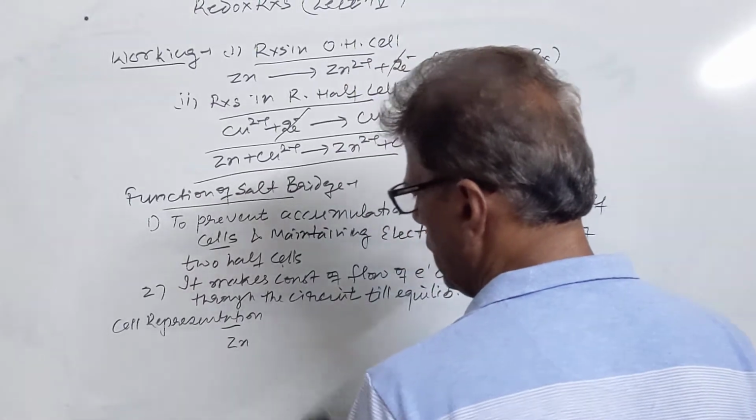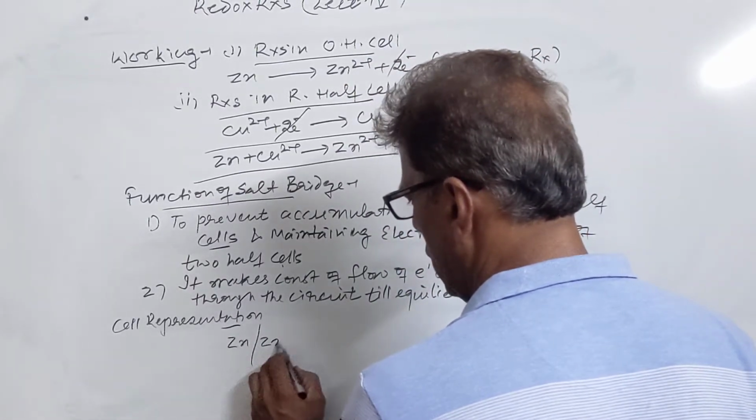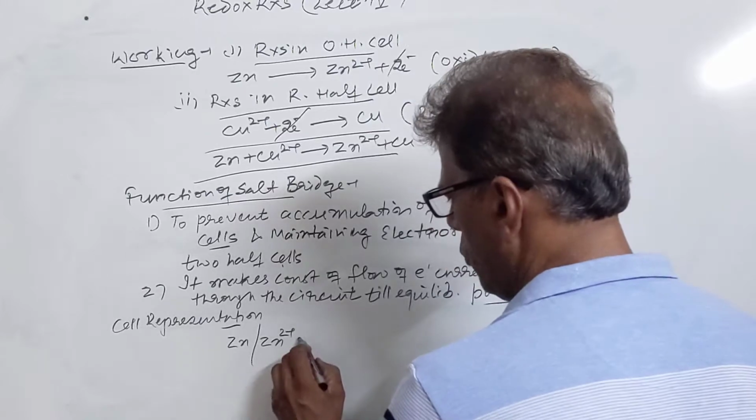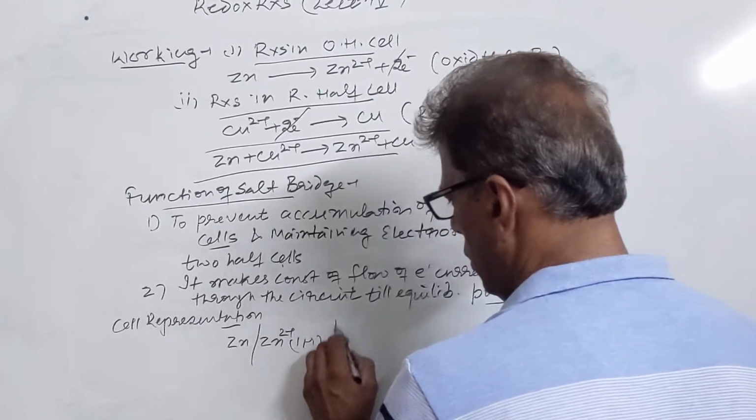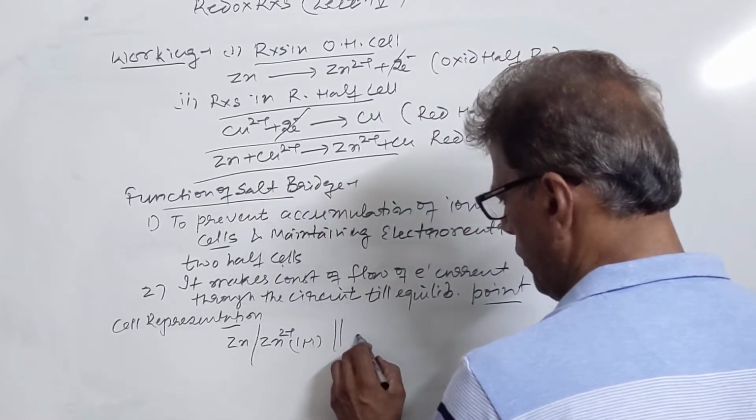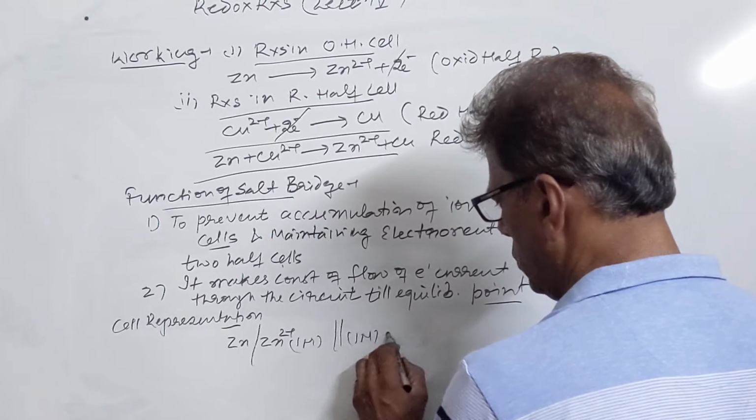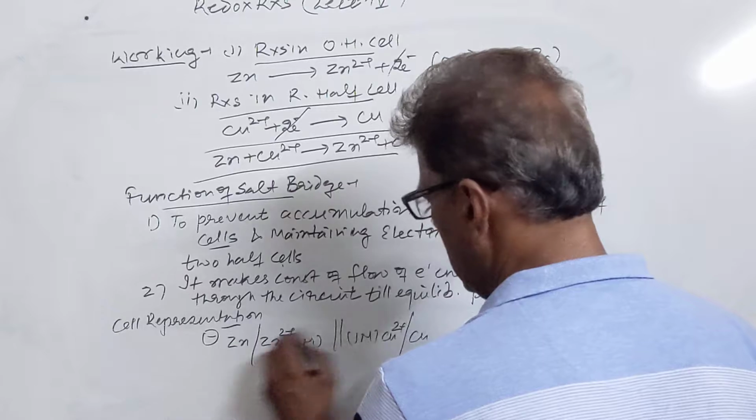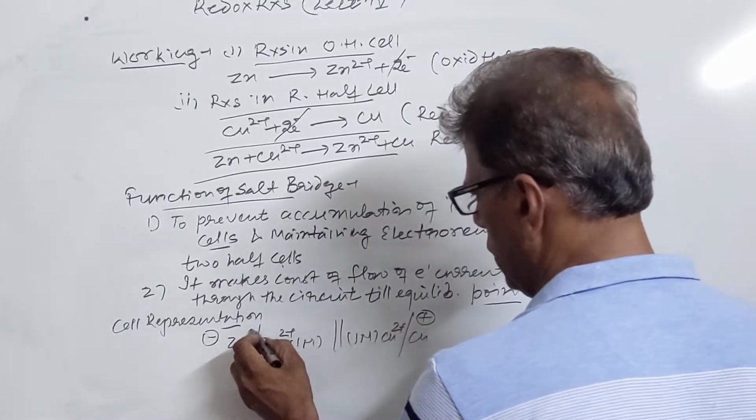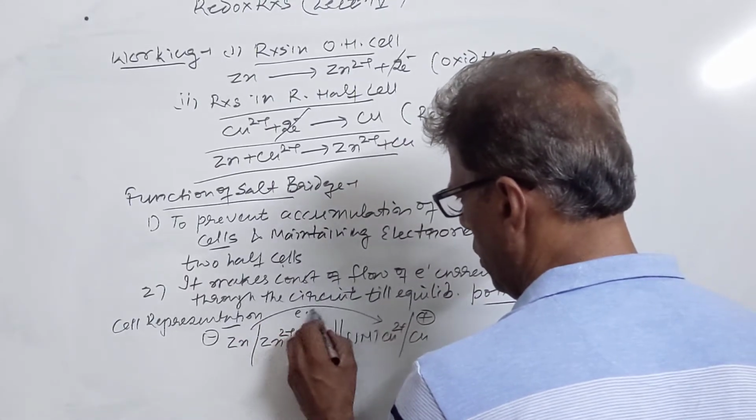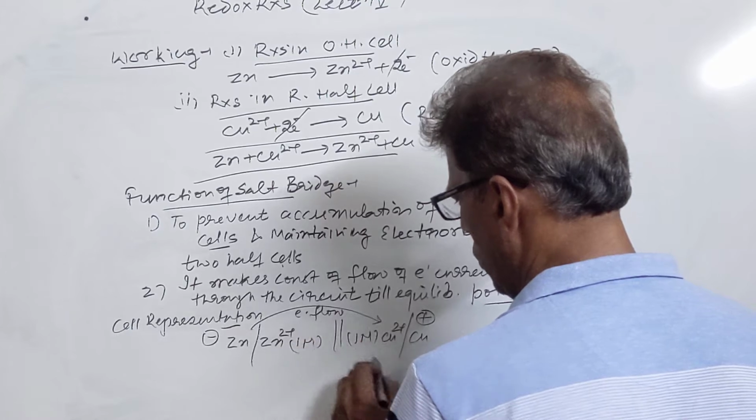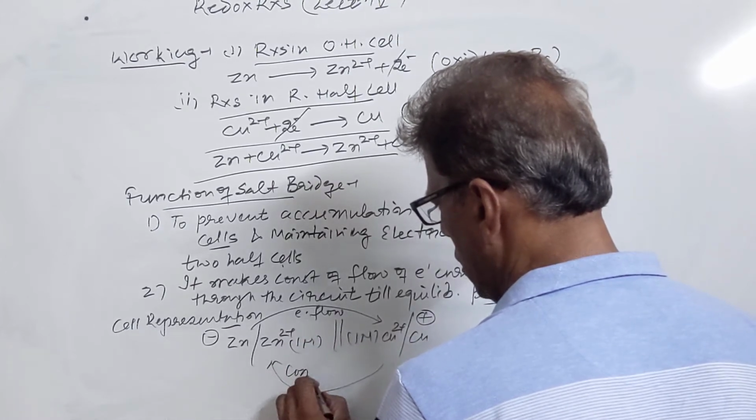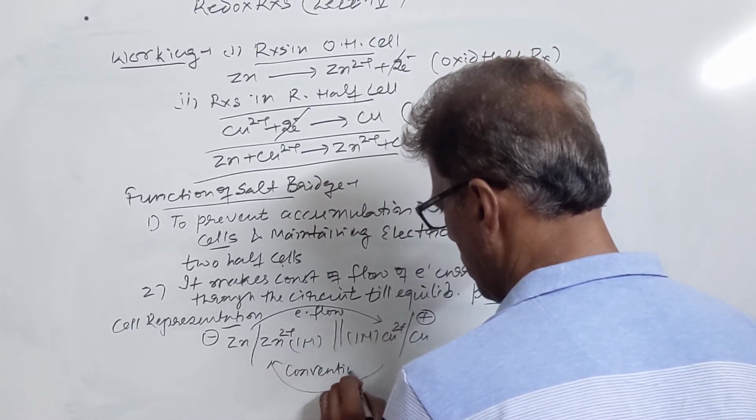Zinc rod represented by zinc neutral, zinc ion, they represent 1 molar zinc sulfate solution. Then we have double vertical line and 1 molar copper sulfate solution, copper ion. Then we have copper rod. This has negative charge, this is having positive charge. Electron flow from here anode to cathode, and then this is conventional electricity.